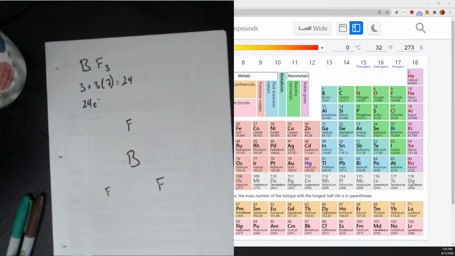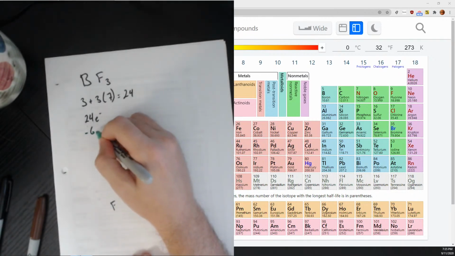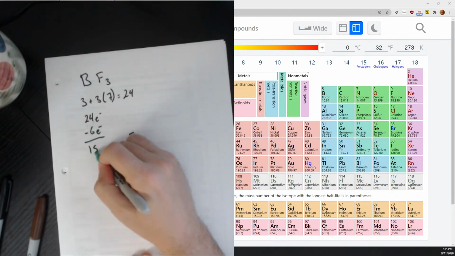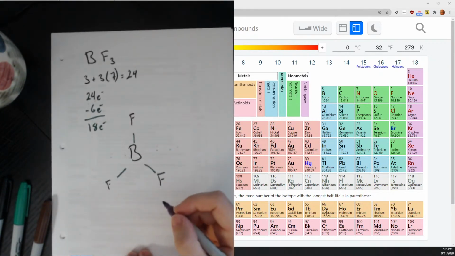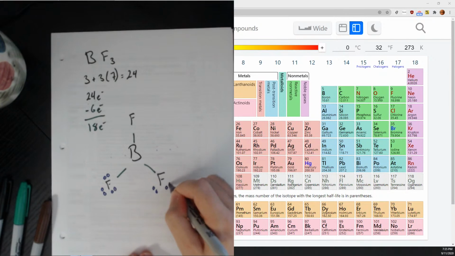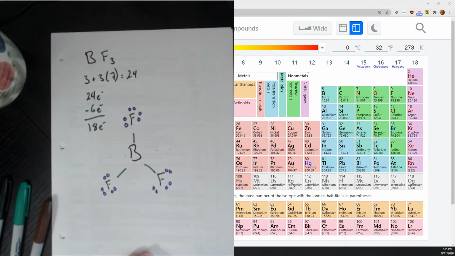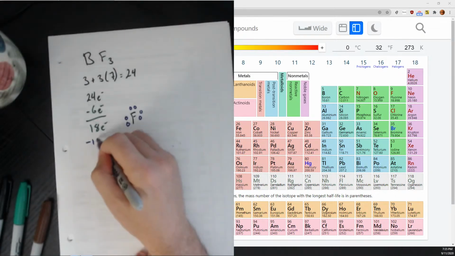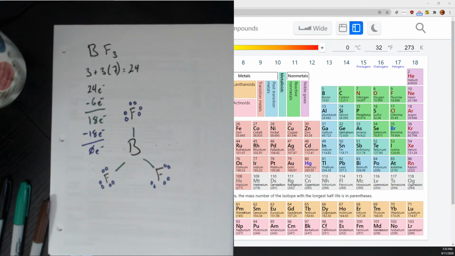Now we're going to go ahead and throw a single bond onto each of those fluorines. So 1, 2, 3. 3 bonds, 2 electrons each. That uses up 6 of our electrons, leaving us with 18. Now we fill in the octets on the fluorines with lone pairs. So 2, 4, 6, 8, 10, 12, 14, 16, 18. That uses up all 18 of our remaining electrons, leaving us with 0. So nothing to go on boron as a lone pair.